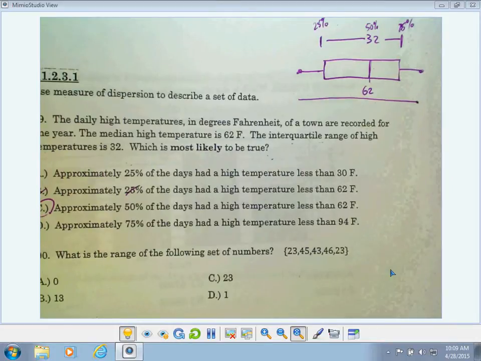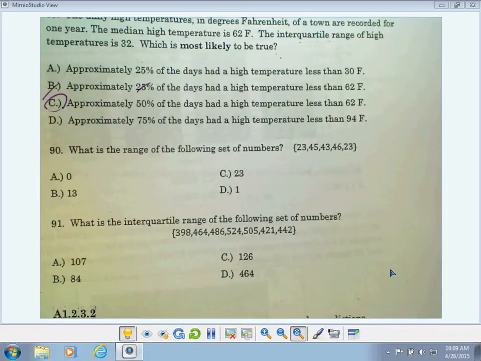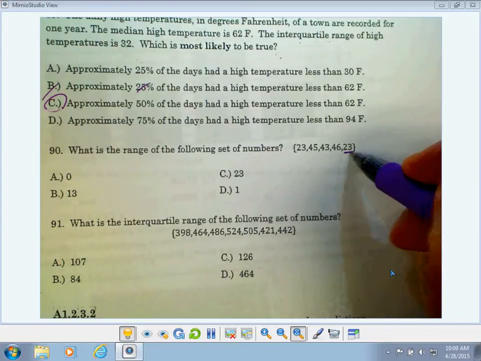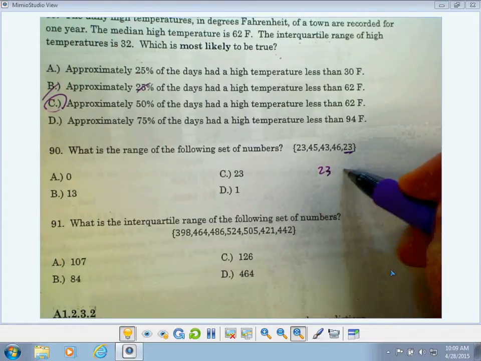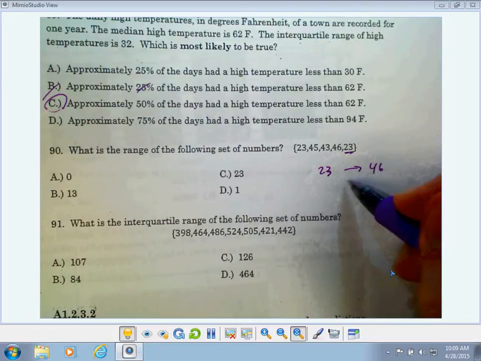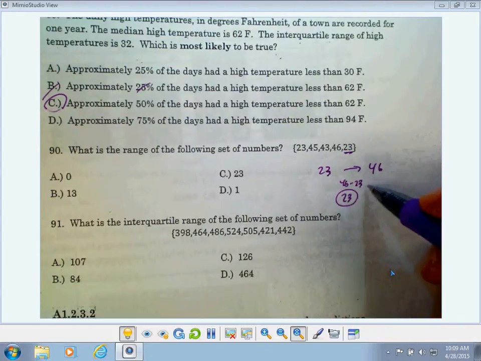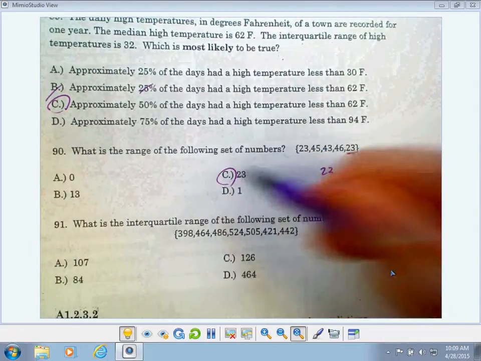So let's look at number 90. It says, what is the range of the following set of numbers? Range is from lowest to highest. So the lowest is 23. The highest is 46. So if you subtract them, the distance is 23. Right? 46 minus 23. Range is 23.